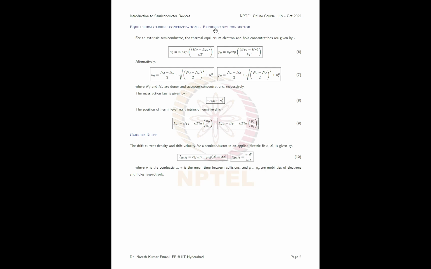Now we come to extrinsic semiconductors, where the carrier concentrations of electrons and holes are not equal; they are different.